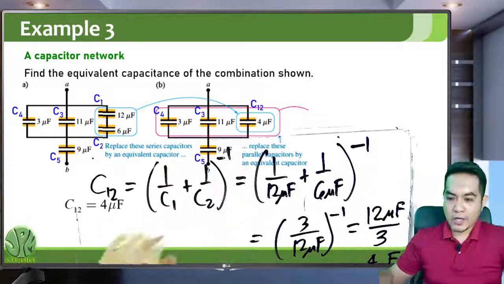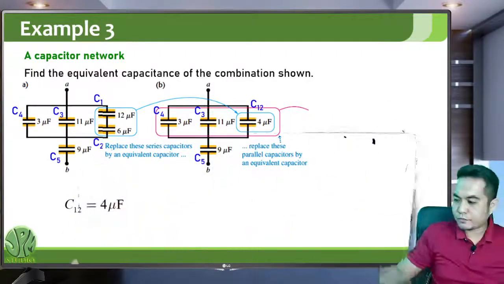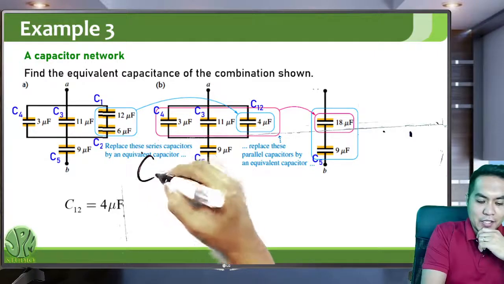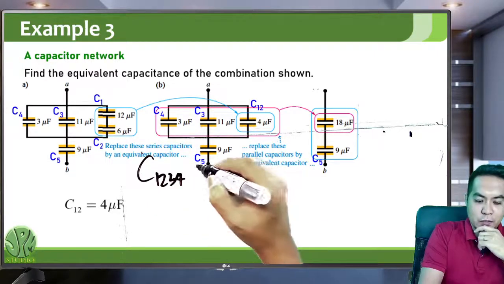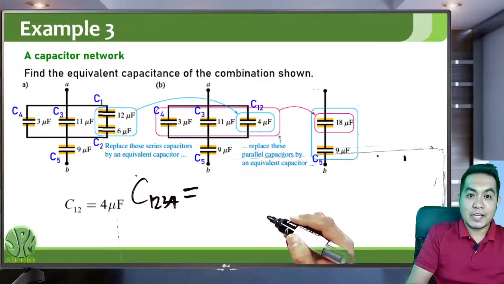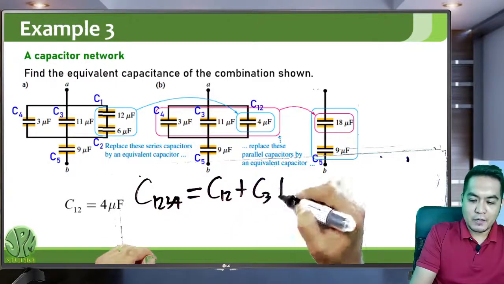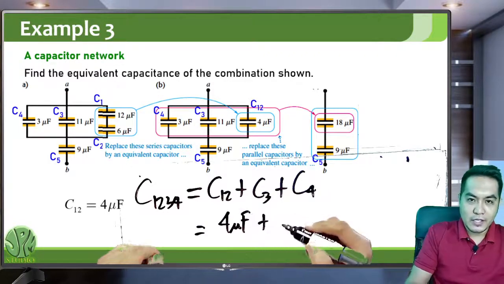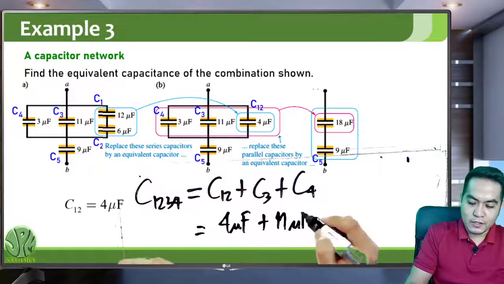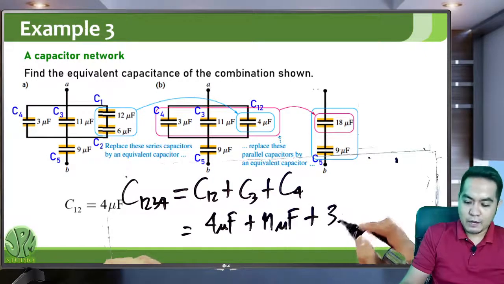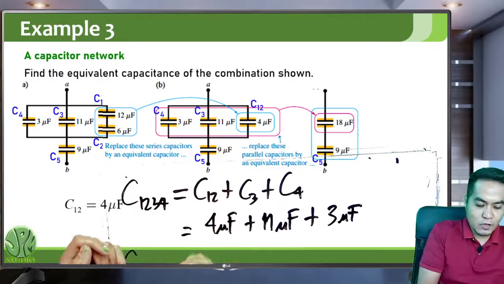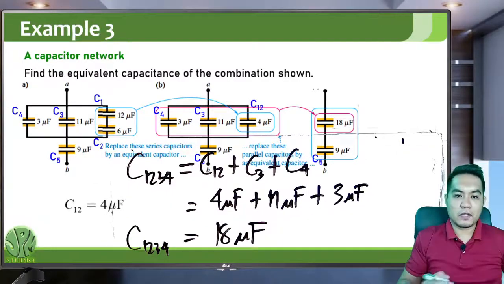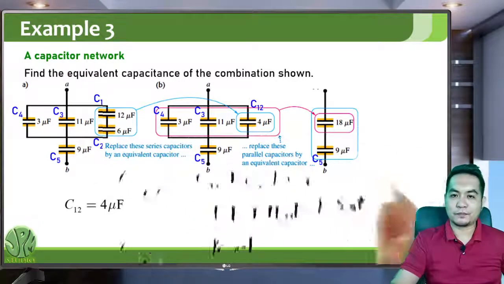Okay, so how do I do that? Since it's a parallel connection, the equivalent capacitor called C1234 will just be the addition of C12 plus C3 plus C4. So C12 is already 4 microfarads, C3 is 11 microfarads, C4 is 3 microfarads, and you will get C1234 as 18 microfarads. So C1234 is 18 microfarads.